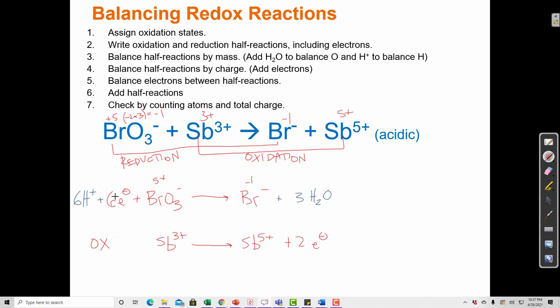At this point, the electrons are not balanced. I have 6 on this side and I don't have 6 on this side, but we're gonna get there in a minute. Let's leave the electrons alone for a minute. All right, let's go down to this one.